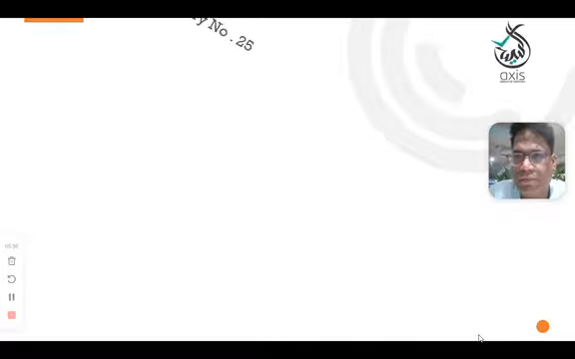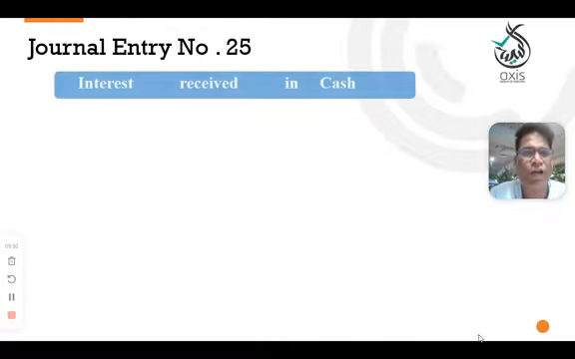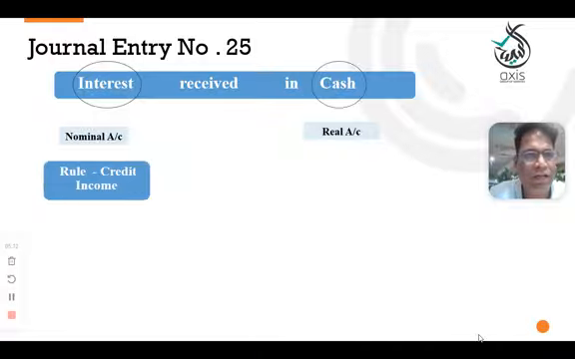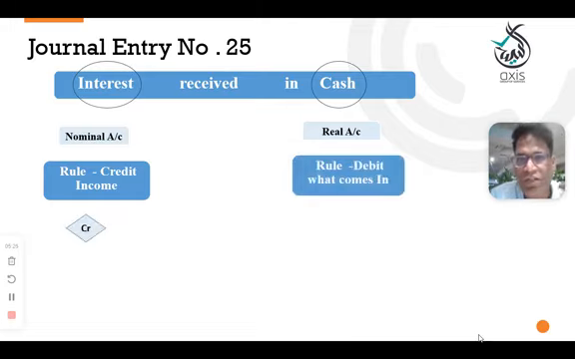Next, entry number 25: interest received in cash. Interest is the name of an income, so it's a nominal account. Cash is an asset, a real account. Here we receive, which means income. As per the nominal account rules, credit the incomes. So the interest is credited, and cash is coming in.